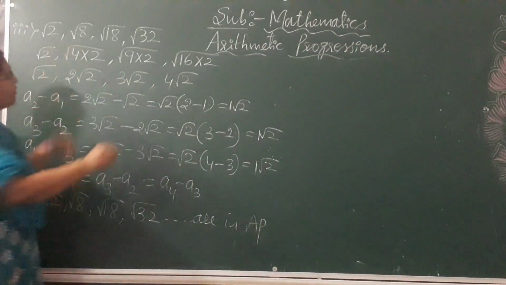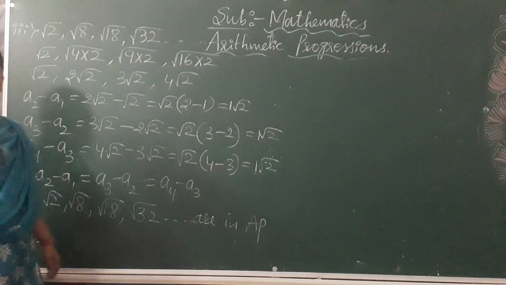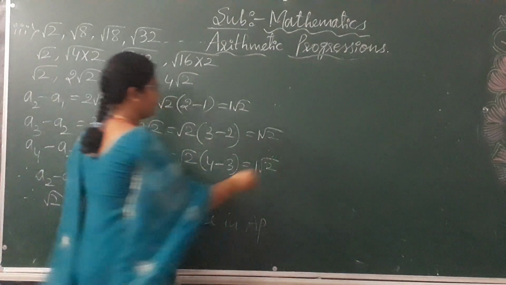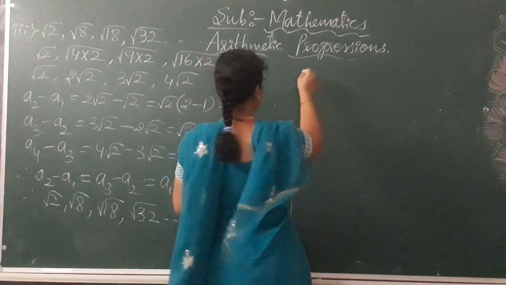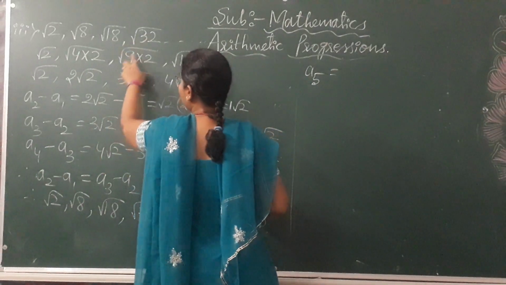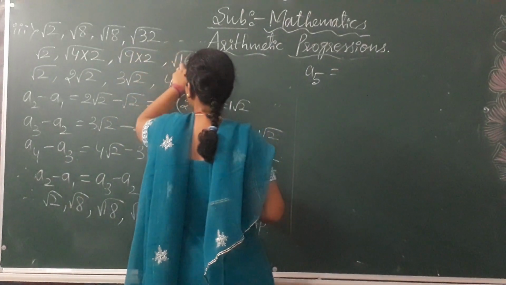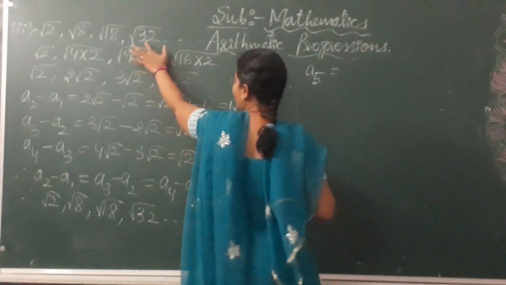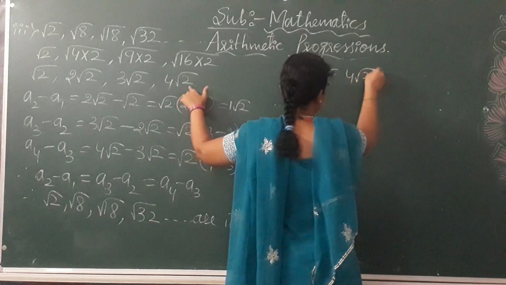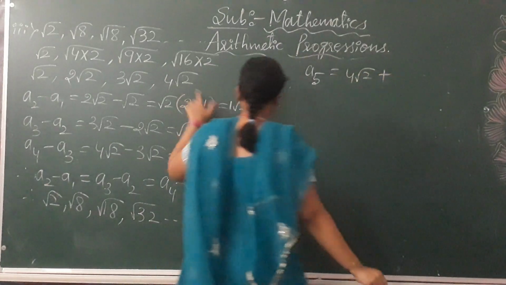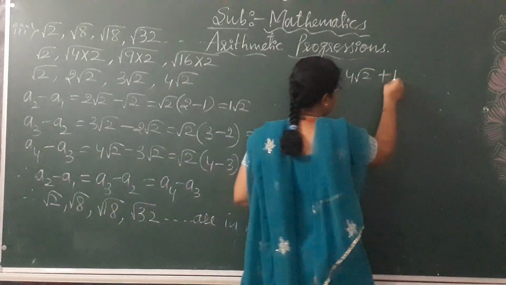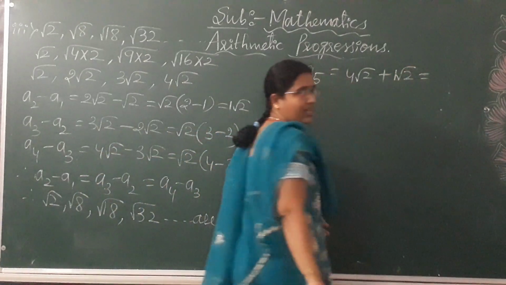Next, here 4 terms are given. We have to find the 5th, 6th and 7th terms. That is, the 5th term is equal to the 4th term. Instead of the 4th term, I am taking what I solved, 4 root 2. Take 4 root 2 plus the common difference, which is 1 root 2. 1 root 2 is nothing but root 2 also.